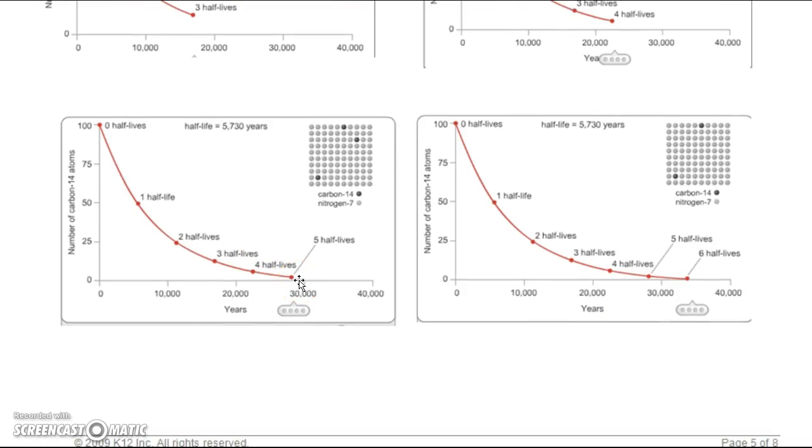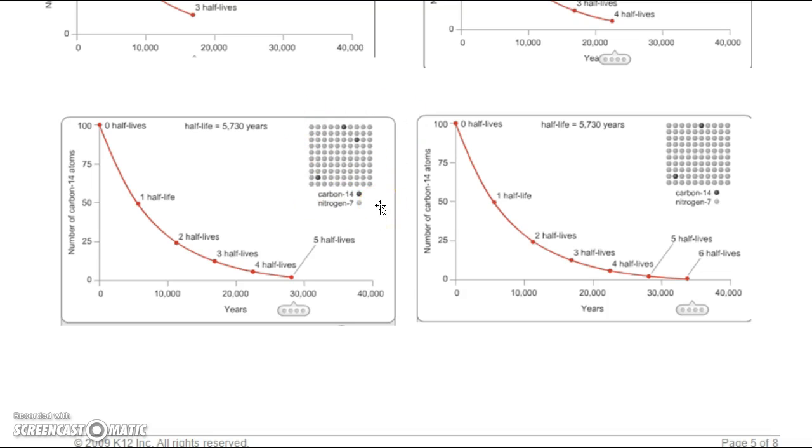3. So after 5 half-lives, after about 28,000 years, we have 3 of these still carbon. Sorry, 3. The other 97 are what? They didn't disappear. What happened to them?